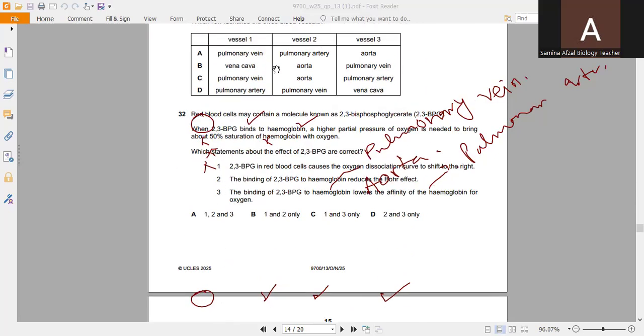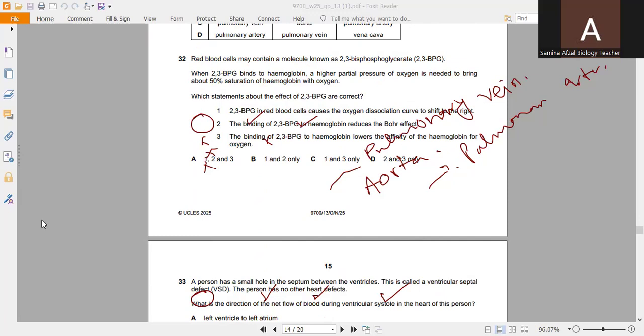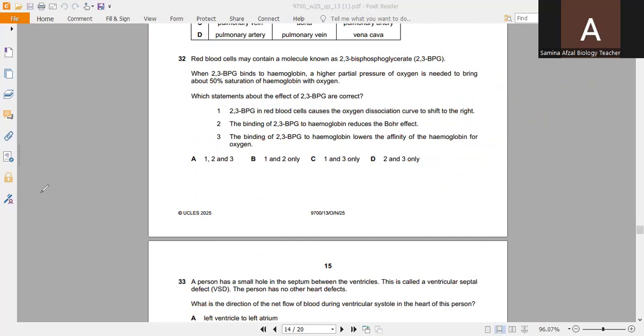Then question number 32. Red blood cells may contain a molecule known as 2,3-bisphosphoglycerate. When 2,3-bisphosphoglycerate binds to hemoglobin, a high partial pressure of oxygen is needed to bring about 50% saturation of hemoglobin with oxygen. Which statements about the effect of 2,3-bisphosphoglycerate are correct?